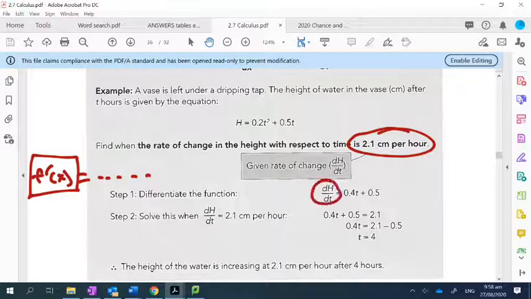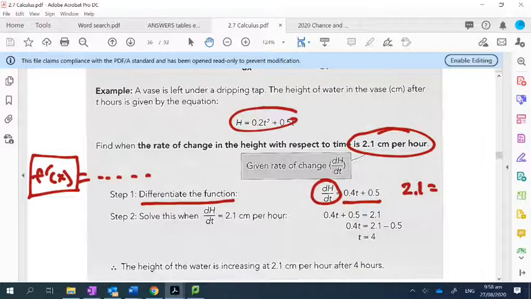So in place of that, I'm going to put 2.1 and the rest of the derivative. So first, take the derivative, step 1. Step 2, solve it when you replace that with the rate of change. So that's what they're doing here. 2 times 0.2 gives you 0.4t, and then t times 0.5, t to the first, gives you 0.5, and the derivative of t is 1, which you don't need. So we just replace that number.